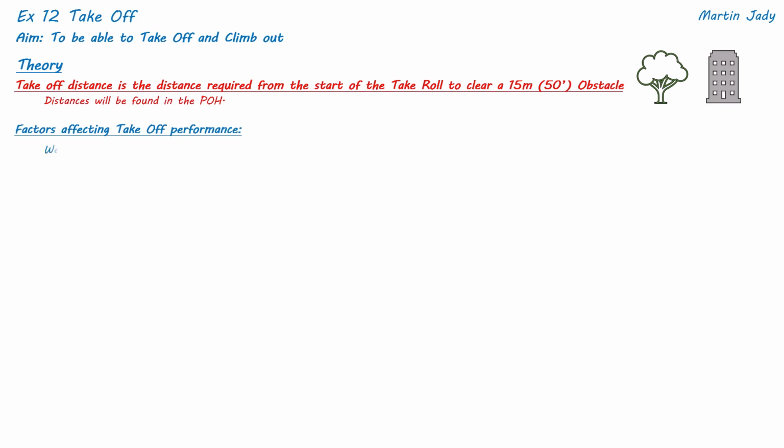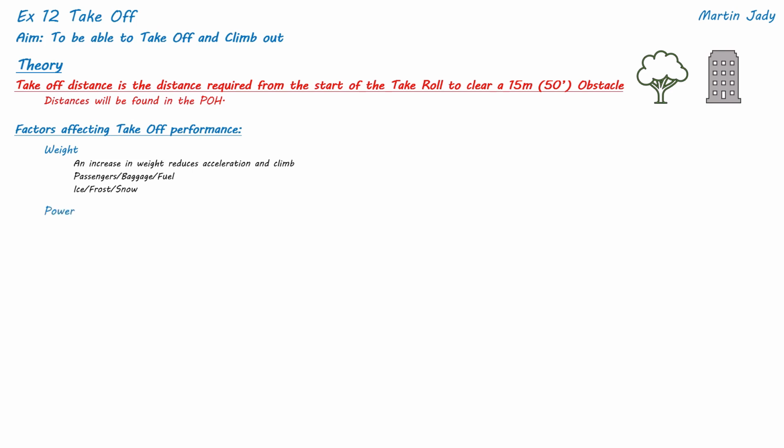Firstly, weight. An increase in weight reduces both acceleration and rate of climb. The weight may come from things we can control, such as passengers, baggage, or how much fuel we carry. Or it may come from external factors such as ice, frost or snow on the aircraft. Ice, frost and snow can also disturb the smooth flow of air over the aircraft, particularly the wings, reducing lift and increasing drag and stall speed.